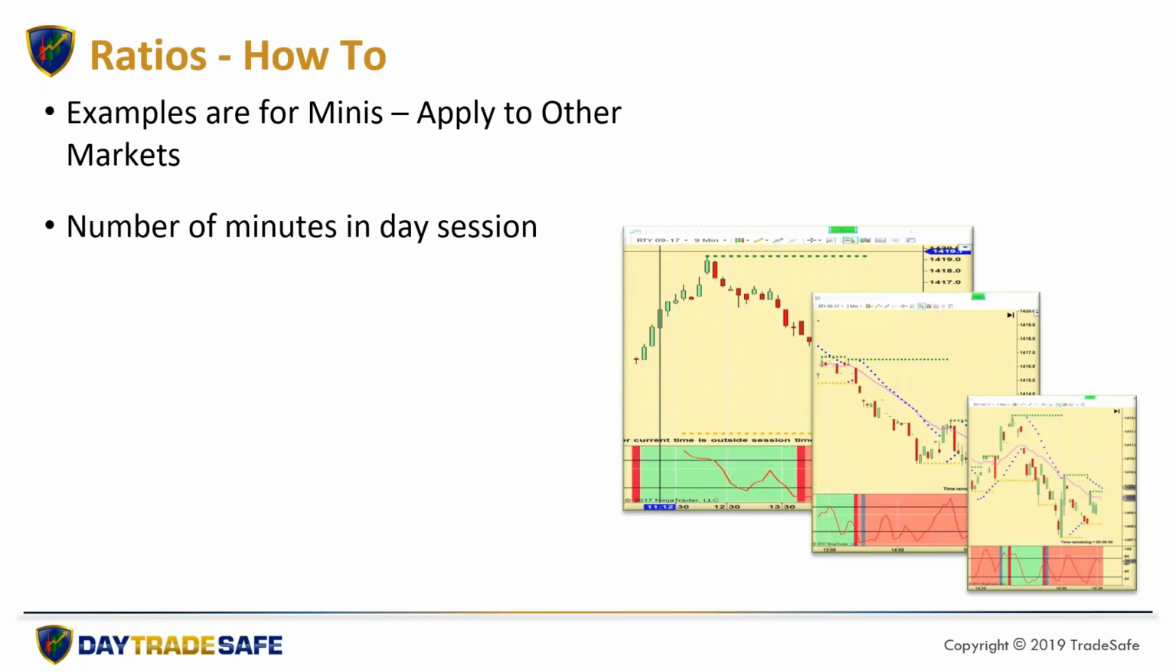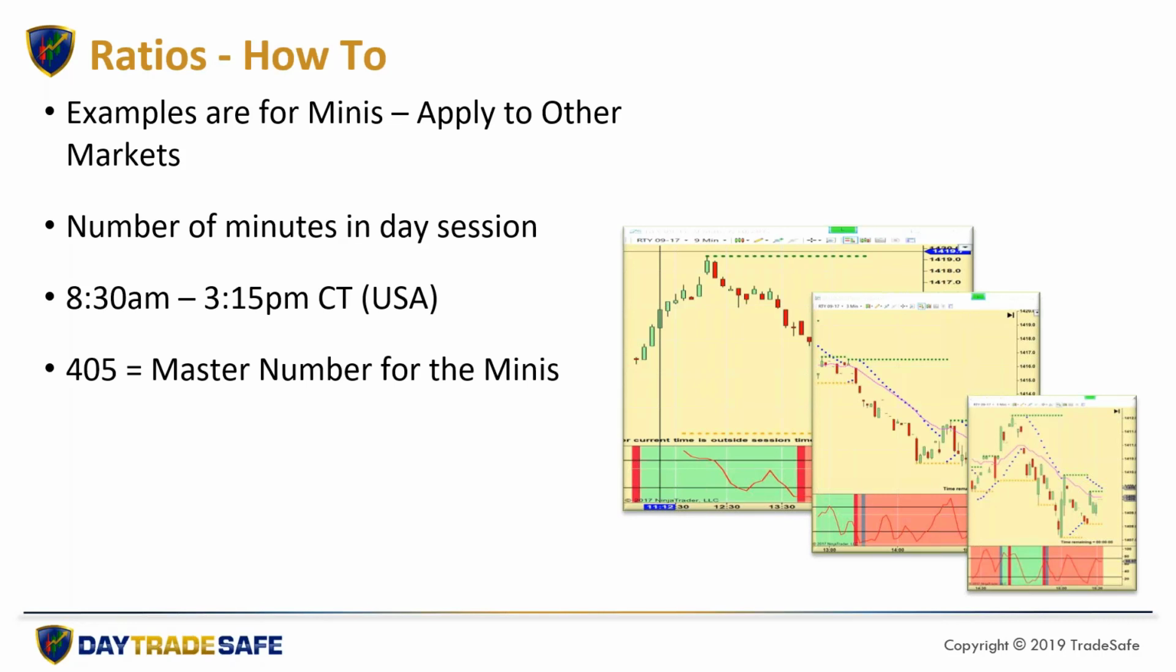First of all, you need the number of minutes in the daytime trading session. Don't just use the drop-down choice for a daily chart. It's not really accurate. The daytime number of minutes that there are for the minis is 405 minutes. From 8:30 Central Time, that's where it is in Chicago, where the minis are traded, until the pit closes at 3:15, even though these are electronic. That's the greatest amount of volume.